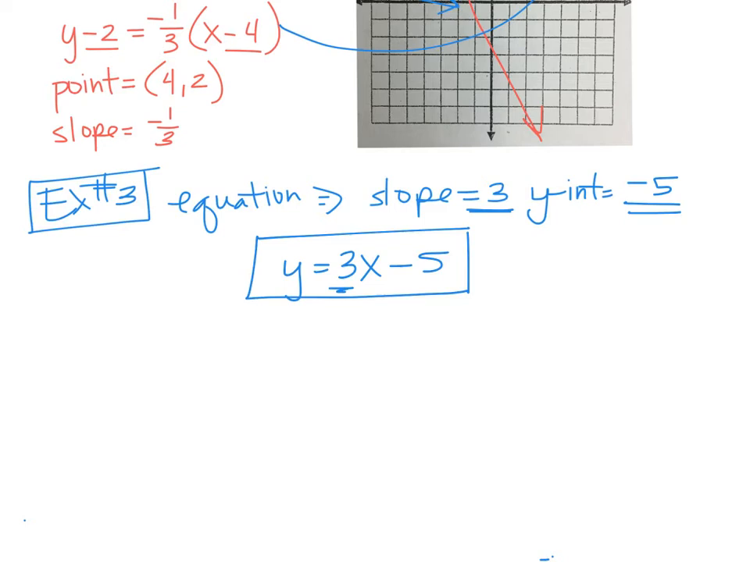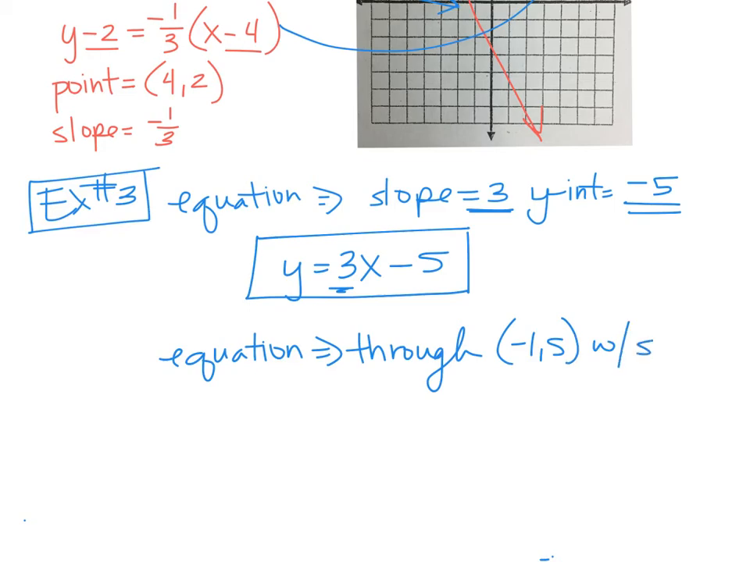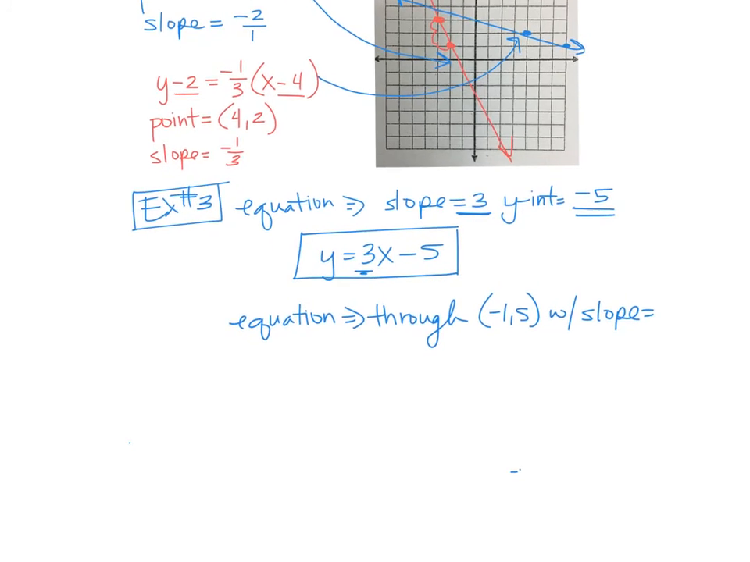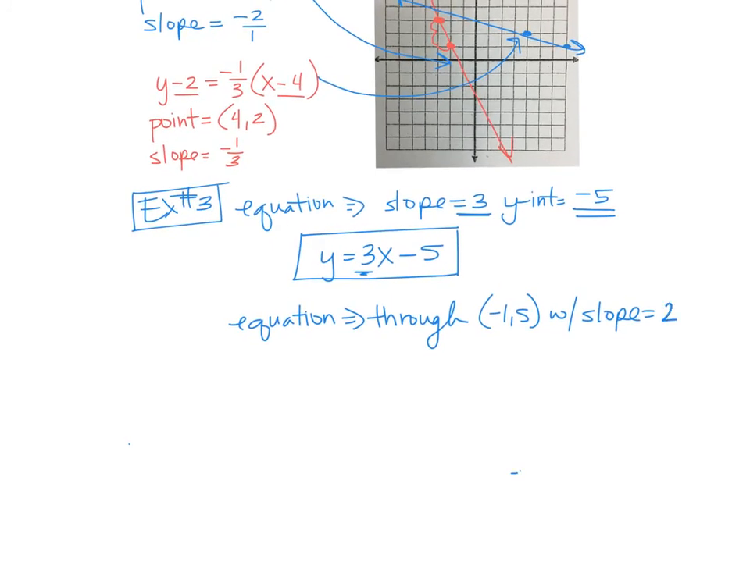Okay? What if I said write the equation of a line that goes through the point negative 1, 5 with a slope that is 2. Okay, so through negative 1, 5 with a slope of 2. What form are you putting it in? Point slope. So you have your point, you have your slope. So this would be your x1 and your y1. This would be your m. And we're going to plug that into point slope.